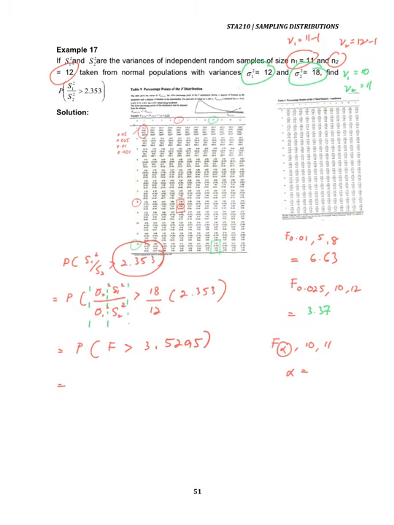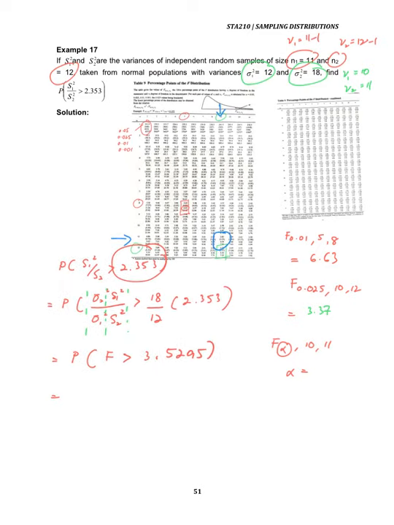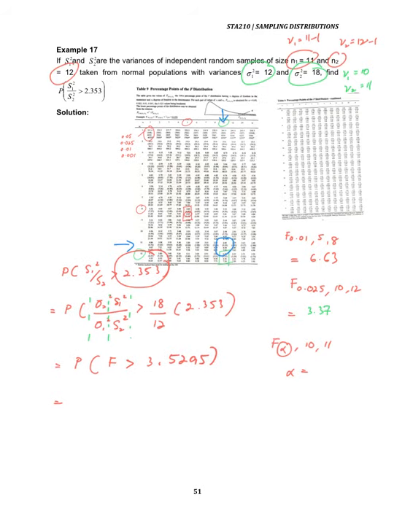Kita nak tengok V1 kita 10. Okay, 10. V2 kita 11. Yang warna biru saya guna 10, 11. Kat sini lah. Okay. Oh, sorry. 10 dan 11. Kita cari 3.5295. 3.5295 to be exact dekat dalam table ni adalah 3.53 lah. So 3.53 adalah referring to value of alpha equivalent to 0.025 yang dalam bracket.